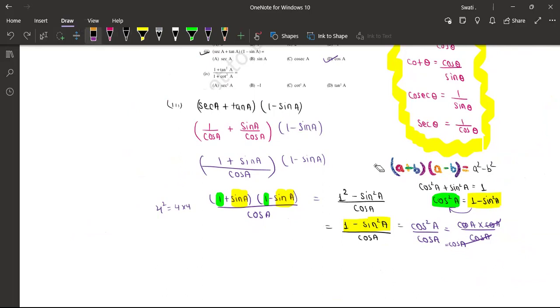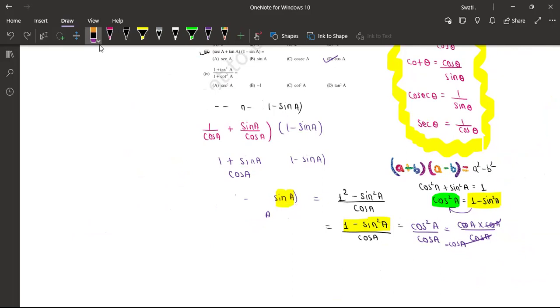Yes. Okay. So now I'll erase this, and now let's go to the last question of this MCQ, or single choice question.